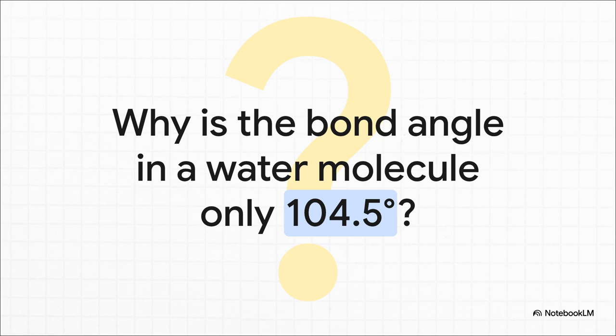But then you look at a molecule that's, let's be honest, even simpler. Good old H2O, water. The oxygen atom in water is also considered sp3 hybridized. So, shouldn't its bond angle also be 109.5 degrees? But it's not. It's 104.5 degrees. That's almost 5 degrees smaller. What is going on here? This is the puzzle we're going to solve.